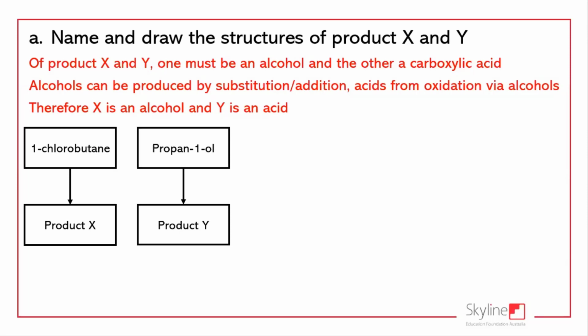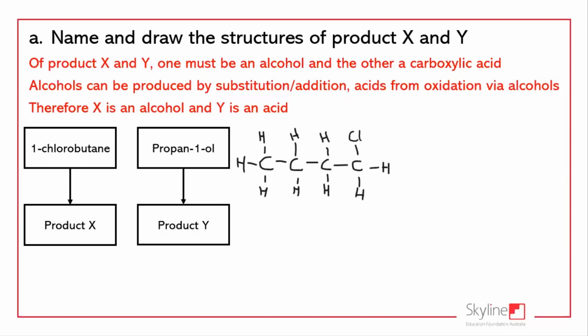The classic stitch up here is saying, well, we've got an alcohol here, propan-1-ol, so let's make chlorobutane into an acid. Well, no, we've got butyl propanoate. Butyl refers to the alcohol, therefore we need a 4-carbon long alcohol, and then propanoate refers to the carboxylic acid, therefore we need propanoic acid. Therefore, chlorobutane has to become an alcohol, and propan-1-ol has to become an acid.